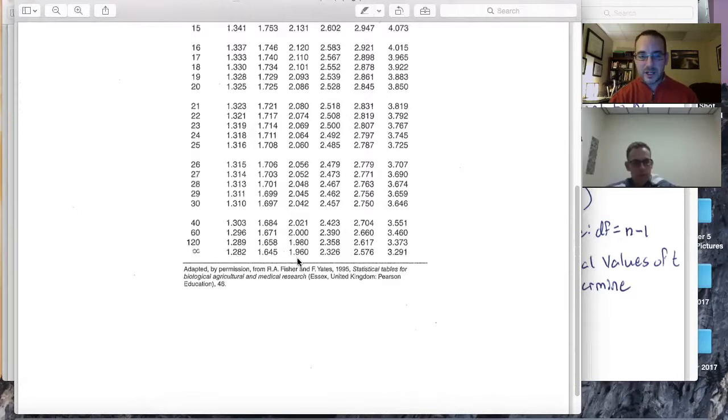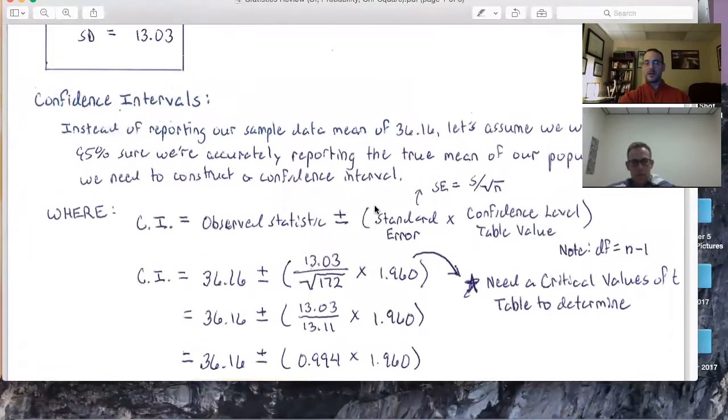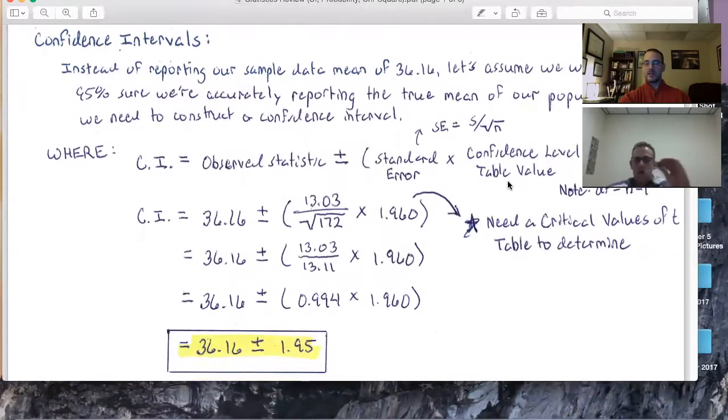But what we see here, these two numbers: if we had 120 degrees of freedom, our cutoff value there is 1.980. All the way up to infinity, our critical value of t is 1.960. So a very, very minute difference there. So we're just going to go with the 1.960 value. We're going to need to remember that, 1.960. And where do we put that in? That's our critical level table value here. Does that make sense? Yes.